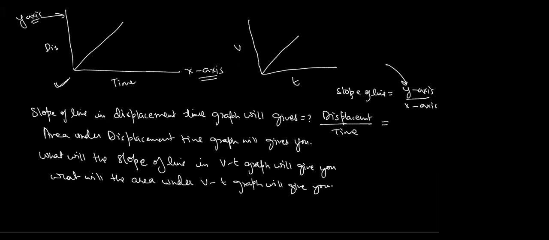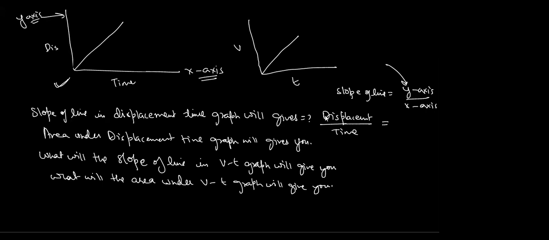So for proper understanding of how I derive the three equations of motion, you need to know the proper explanation of the graph: in the displacement-time graph, if we take the slope, what will it give me? And if we take the area under it, what will it give me? So it is very important for me.